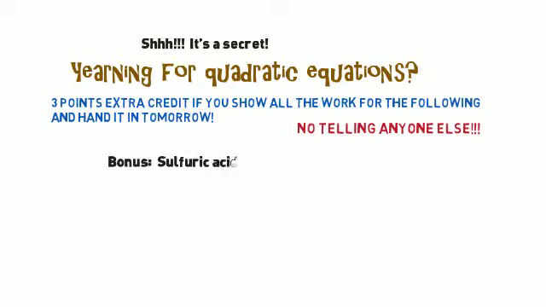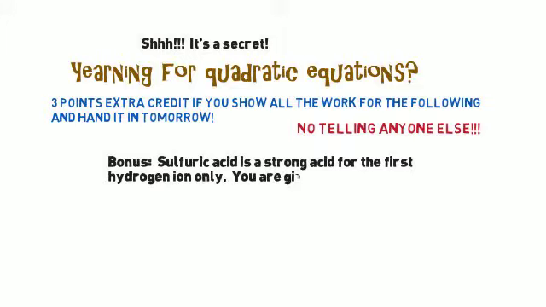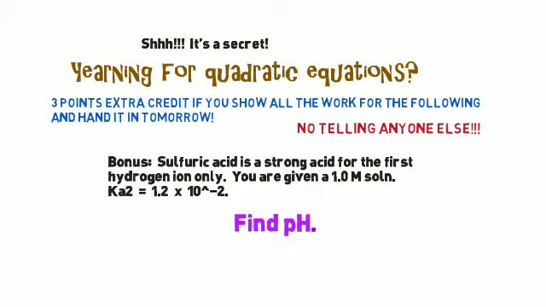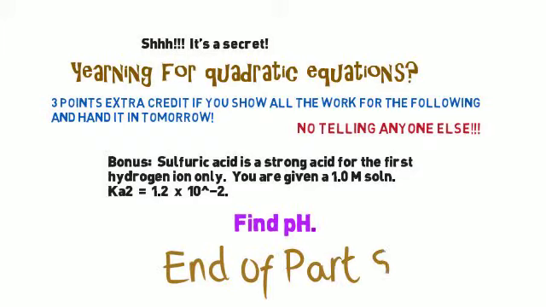Bonus. Sulfuric acid is a strong acid for the first hydrogen only. You are given a 1.0 molar solution. Ka2 is 1.2 times 10 to the negative 2. What do you have to find? You need to solve for pH. This is a secret. When you've watched this, turn it in the next day. This is end of part 8.